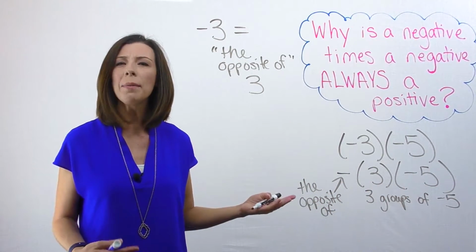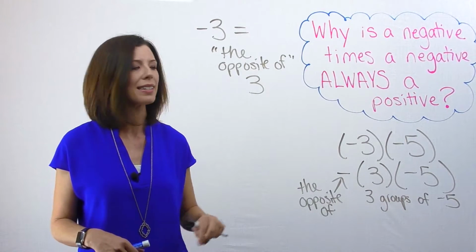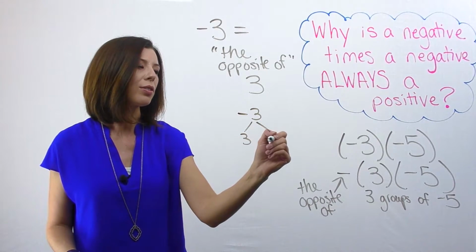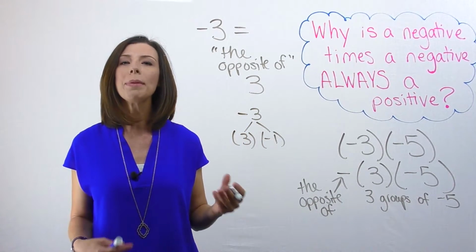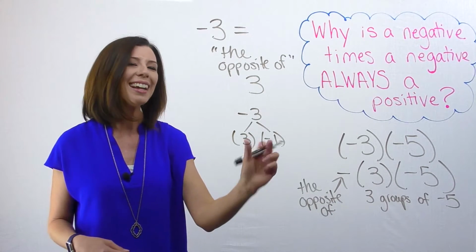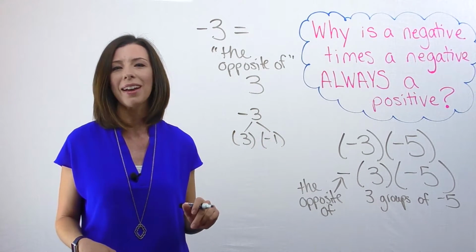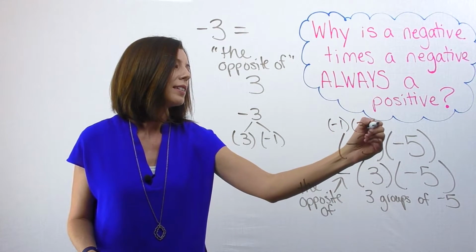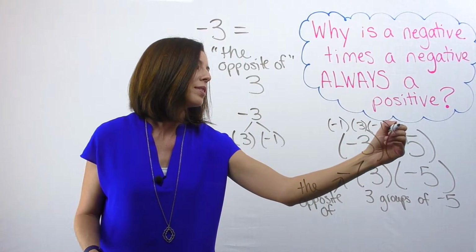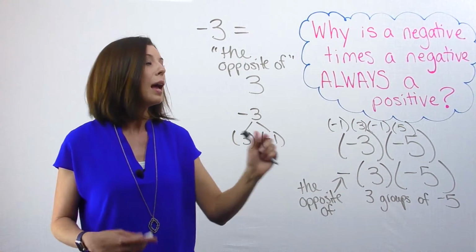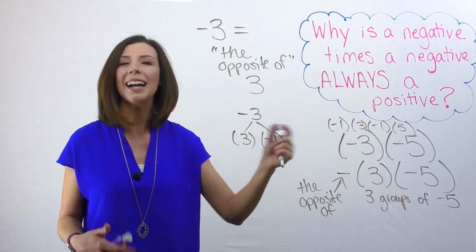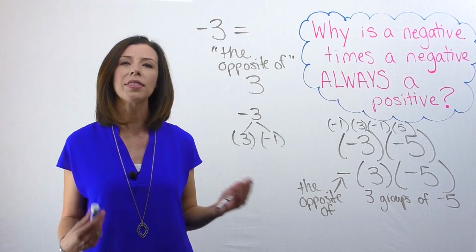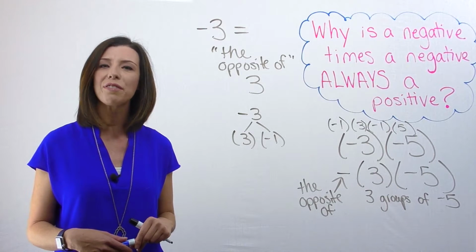If you're wondering why I'm allowed to pull that outside of the parentheses, remember that to get -3, I can think about multiplying 3 times -1. Because of the commutative property of multiplication, I can switch the order and it doesn't matter. Likewise, I could think of this problem as -1 times 3 times -1 times 5. Because of the commutative property, I can switch those numbers around and the order doesn't matter when I'm multiplying.